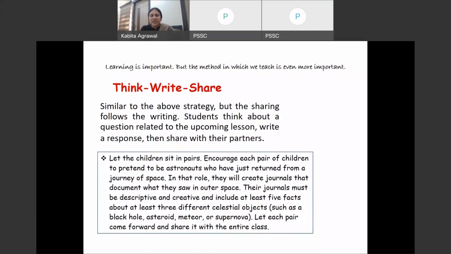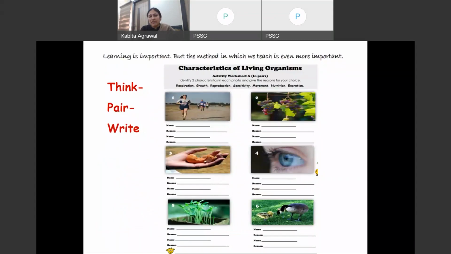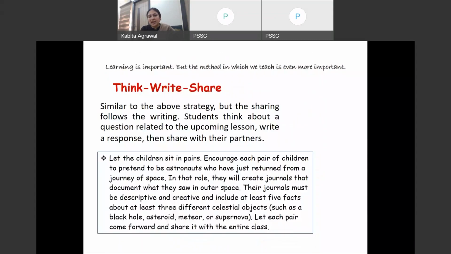Think, write, and share. Here, the children are going to think, they are going to write, and as we have stopped here at the writing part, here they are even going to discuss their responses with the class. So let the children sit in pairs. Encourage each pair of children to pretend to be astronauts who have just returned from a journey to space. In that role, they will create journals that document what they saw in outer space.